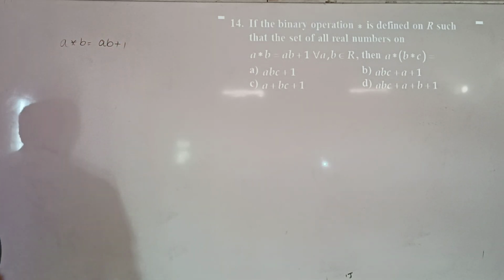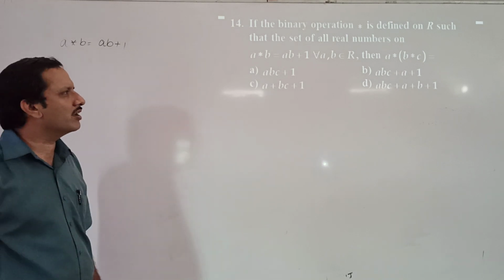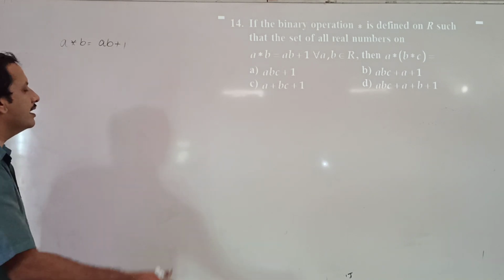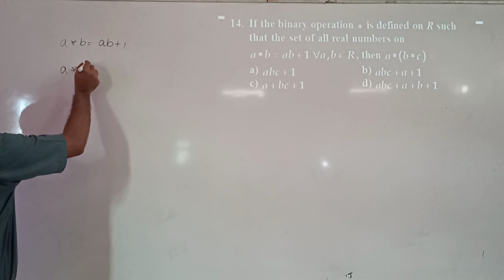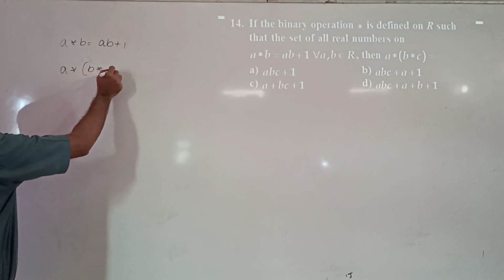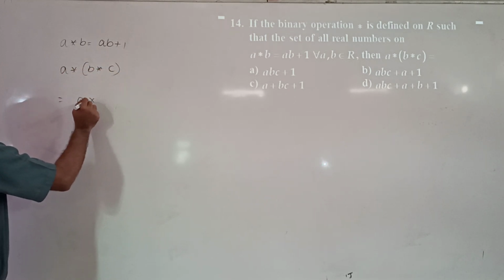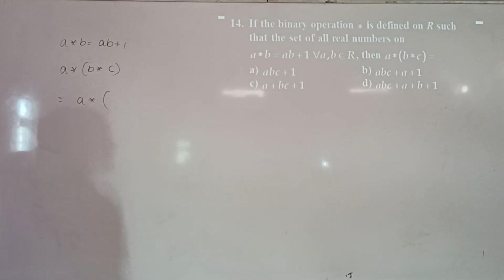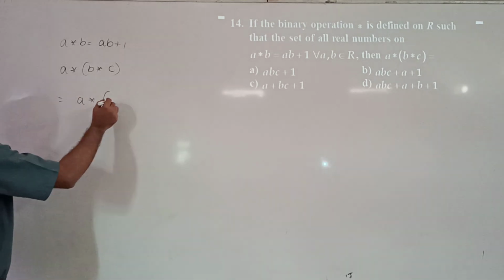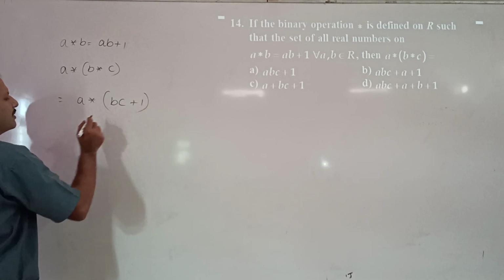A star b is equal to ab plus 1 for all a, b belongs to R. Then what is a star b star c? That is what they are asking. First I will find out b star c. A star b is equal to ab plus 1, so b star c is equal to bc plus 1.